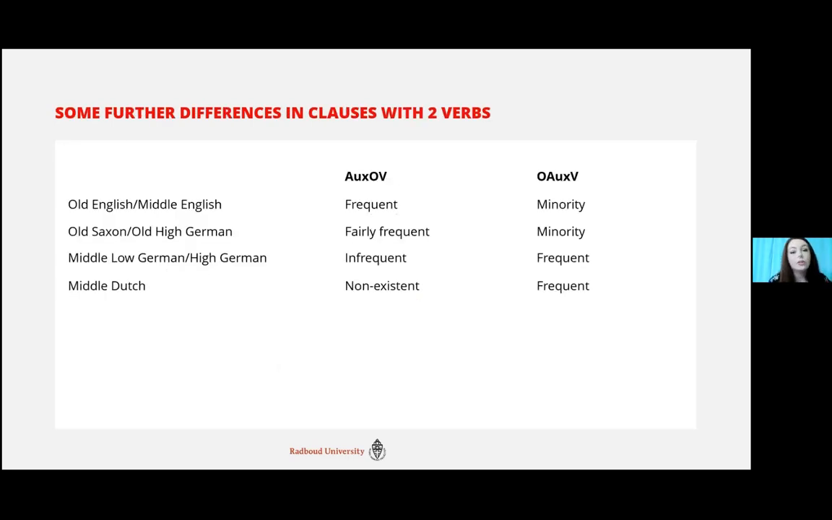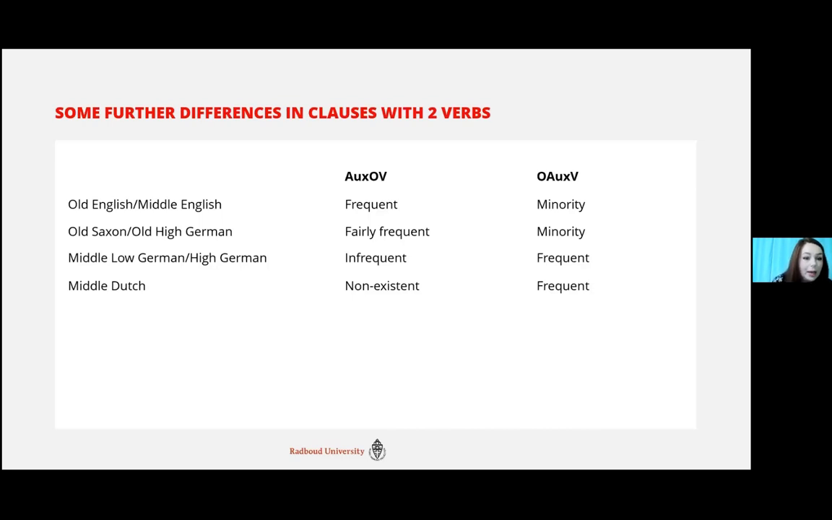So when we look at auxiliary object verb word order and object auxiliary verb word order, we find a couple of striking differences. So in Old English and Middle English, auxiliary object verb word order is very frequent. It's one of the most frequently used constructions, whereas object auxiliary verb word order is only around 5% of the examples. So that's really a minority pattern.